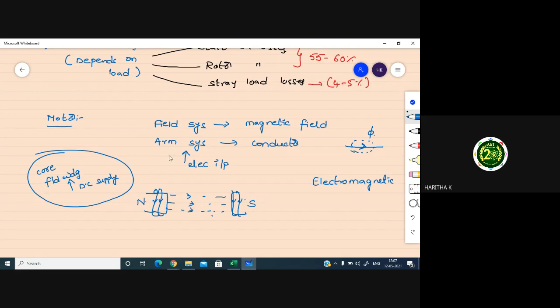Next, the armature system. The armature system is nothing but a wire, a conductor. So this is also a winding in the motor, which we call the armature winding. In the same way that we wind the winding on a core in the field system, in the armature system also we have a winding, the armature winding, and that armature winding will be wound on a core. A core will be there, it consists of slots, and in those slots your armature winding will be wound.